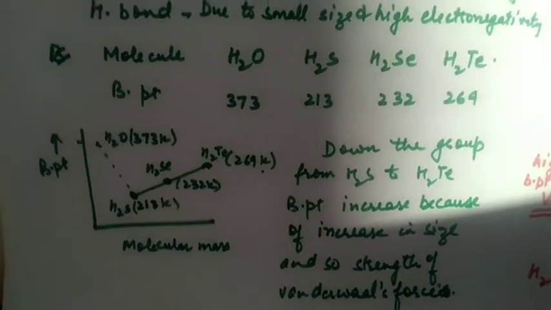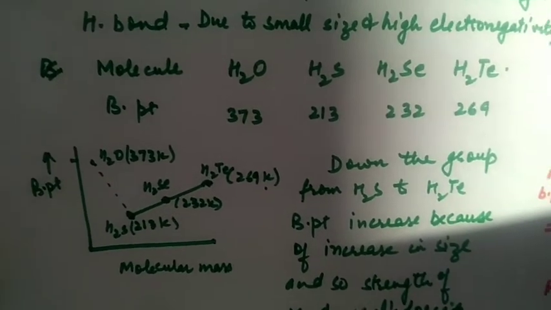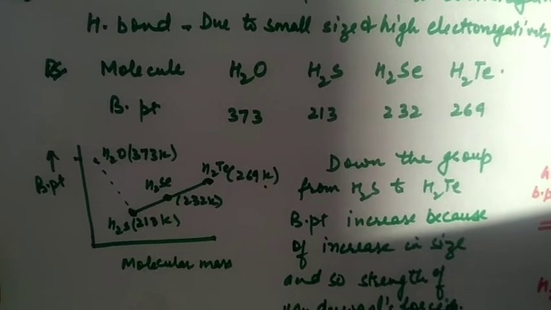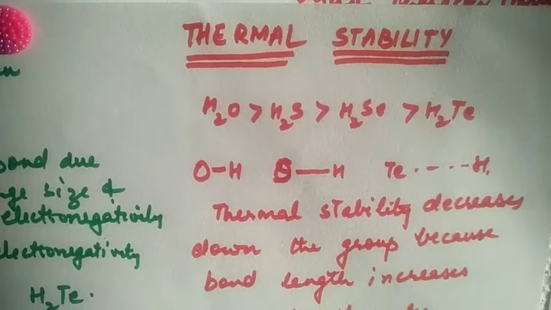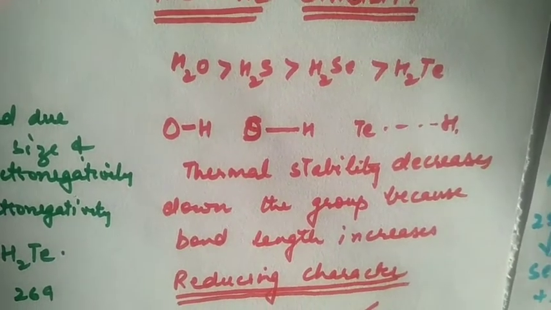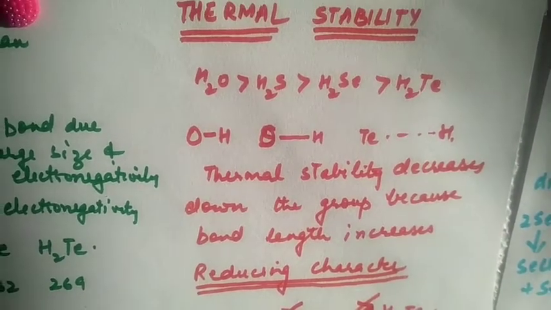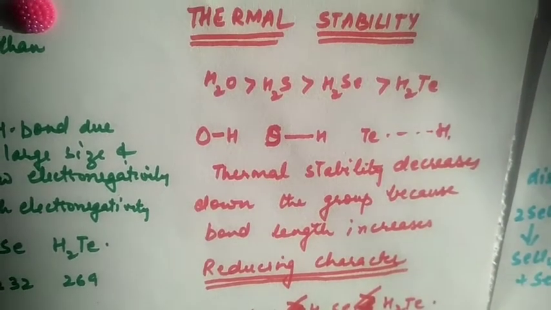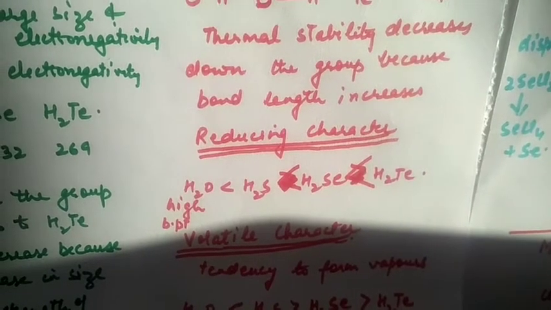When we move from H2S to H2Te, the boiling point increases because in other molecules the force of attraction is van der Waals force of attraction, which increases with the size of the atom. Thermal stability: water is the most stable, and as we go down, this thermal stability decreases because the bond length increases. It's easier to break the bond as we go down. Now, reducing character is inverse of thermal stability. So water has least reducing character, then H2S, then H2Te will be most reducing in nature.